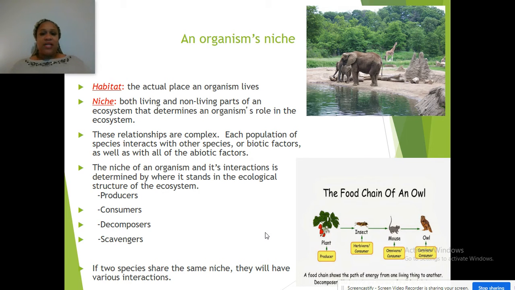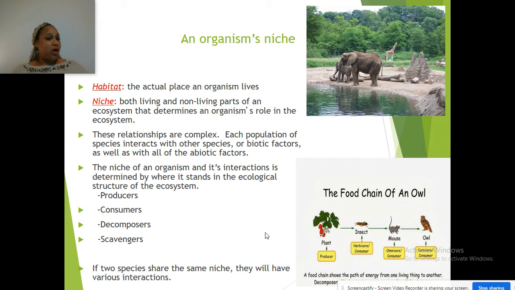An organism's niche. So when we think about a niche, what is your role in life? You know, a lot of people are trying to find their role in life or their role in the classroom or their role on the job. This is what these different organisms do. They're trying to find their niche, right? So, this is both living and non-living parts of an ecosystem that determines an organism's role in the ecosystem.